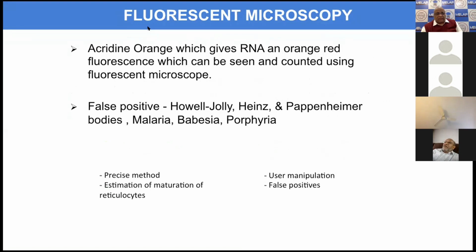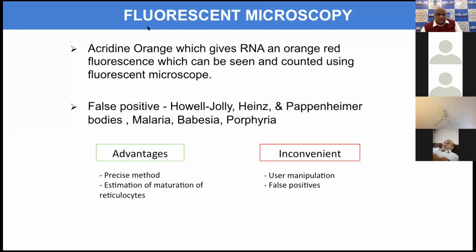Another thing is fluorescent microscopy. We use acridine orange and a fluorescent microscope, but they show false positivity with Howell-Jolly bodies, Heinz bodies, Pappenheimer bodies, and also with malaria, babesia, and in some cases porphyria. This is a precise method, but because of false positivity and some manipulation, this also has certain limitations.